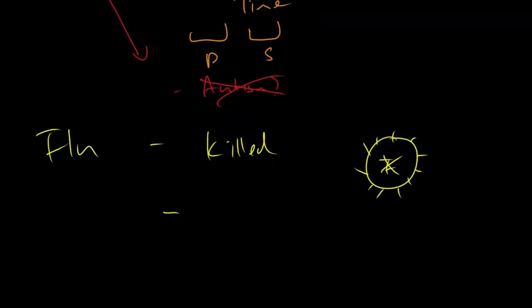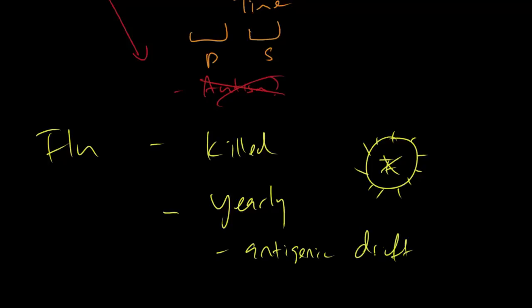The other thing about the flu vaccine is that it has to be given every year. So it is a yearly vaccine. And the reason for that is because the flu actually mutates. It actually evolves every year in a process called antigenic drift. So the antigenic component, the thing that actually reacts with the immune system, changes slightly every year.